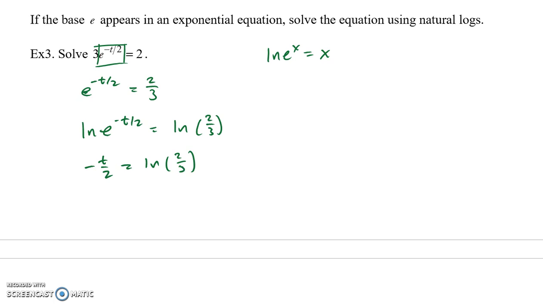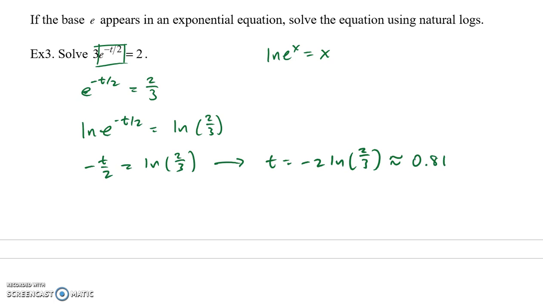from the left-hand side. Then to solve for t, the approach here would be to multiply both sides by -2. So t would be -2 times the natural log of 2/3. That would be the exact answer. And then using a calculator, we can approximate that. And you should verify that the approximate value is 0.81.